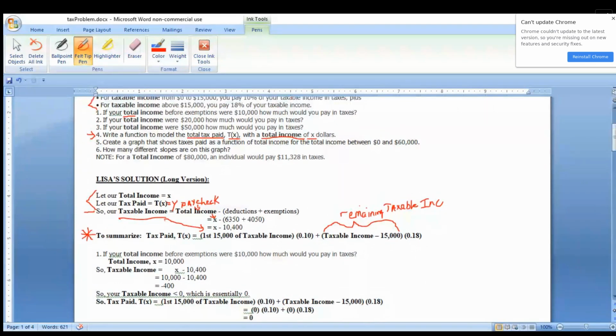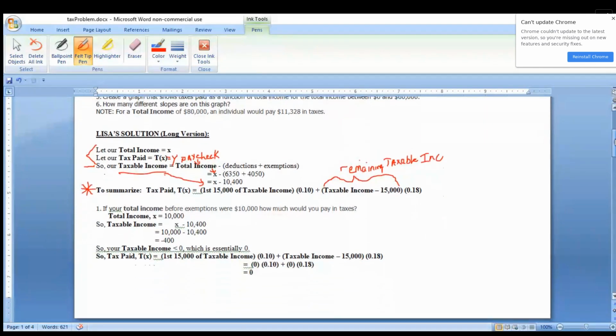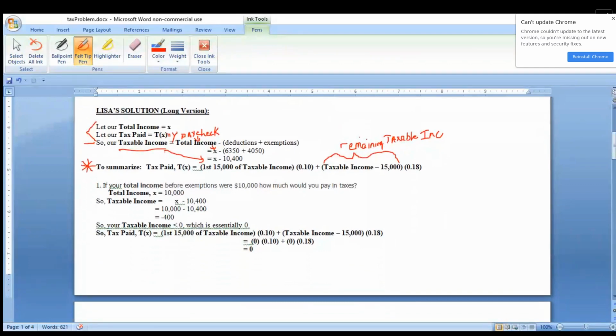So we're going to go through the questions now, and I rewrote the questions. Number 1, if your total income before exemptions were $10,000, how much would you pay? Okay, well, we know our total income is X. X is $10,000. So our taxable income is our X, or $10,000, minus our perks. Remember our perks up here. So 10,000 minus 10.4 is a negative 400. Well, that means our taxable income is a negative number.